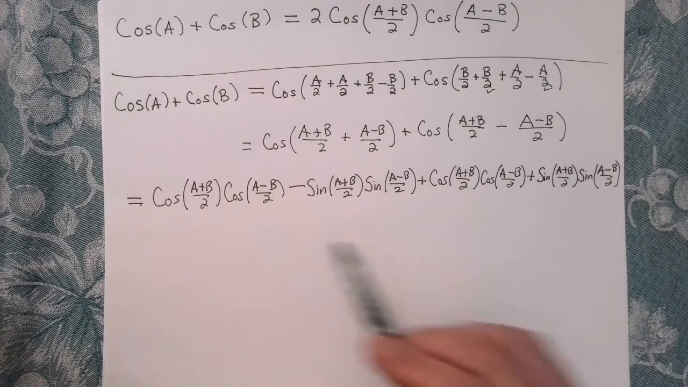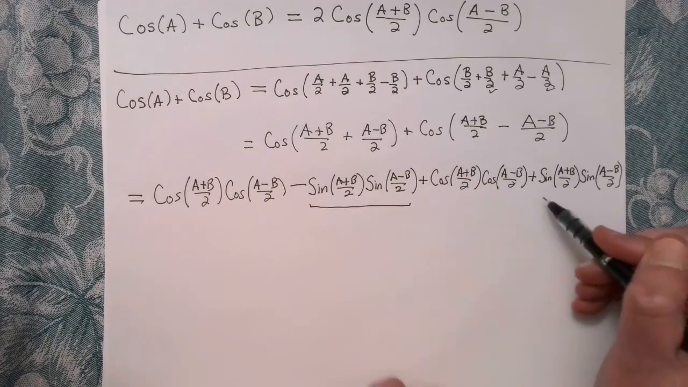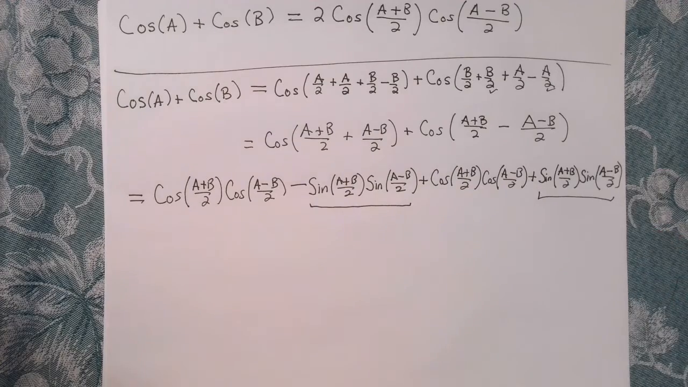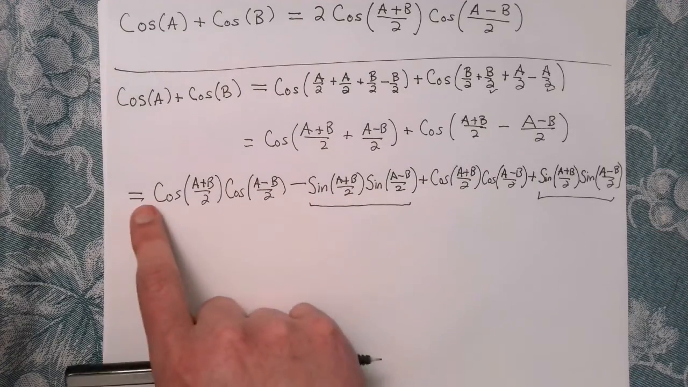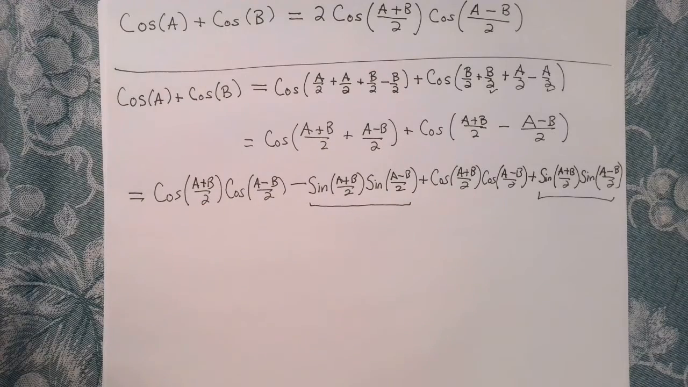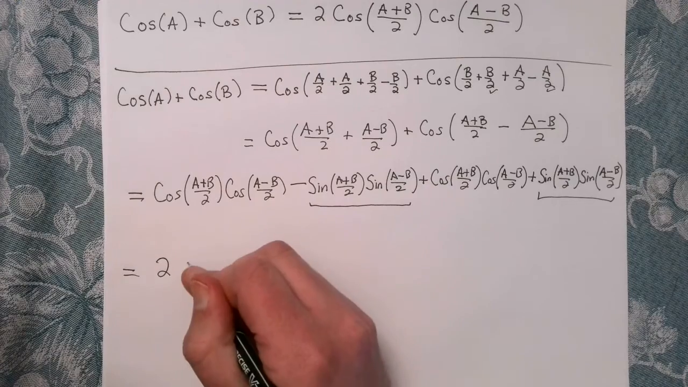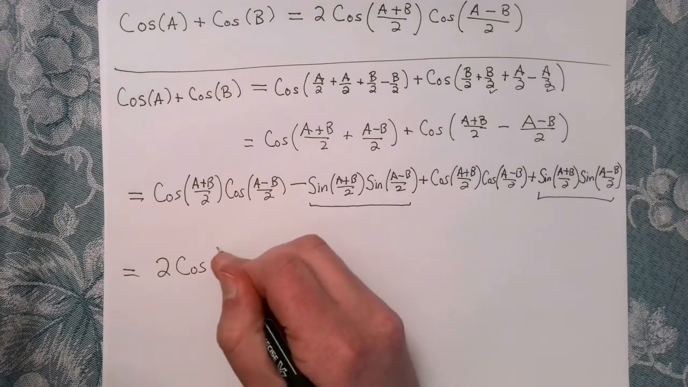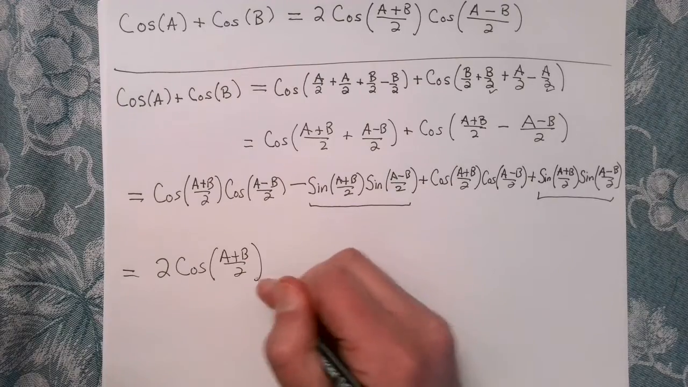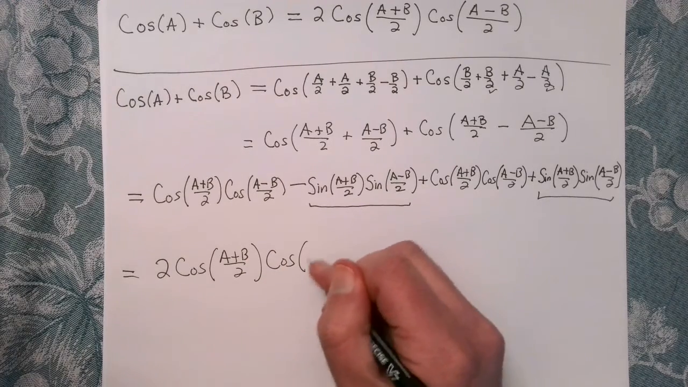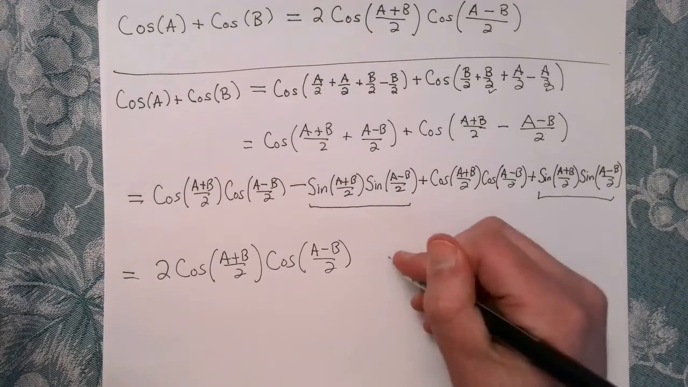Good. So if you take a look here, it looks like we have additive inverses. So these terms will cancel. They're gone. And then what remains are these nice like terms. One of these plus one of these means I've got two of them. So that's 2 times the cosine of (a plus b)/2 times the cosine of (a minus b)/2. And that's our result. How nice is that?